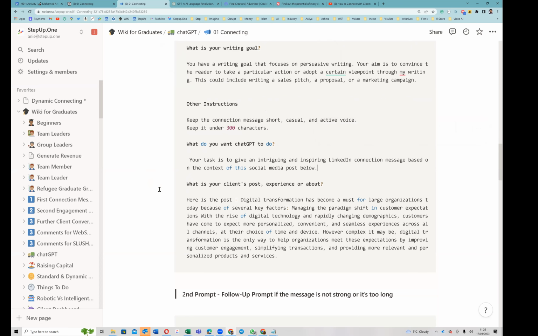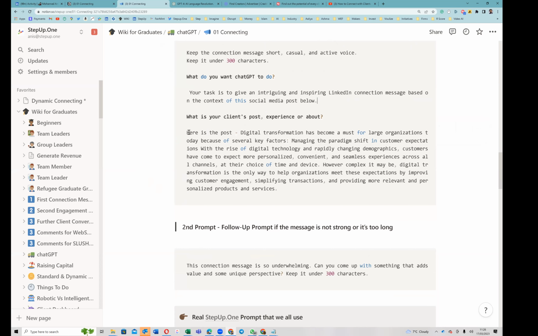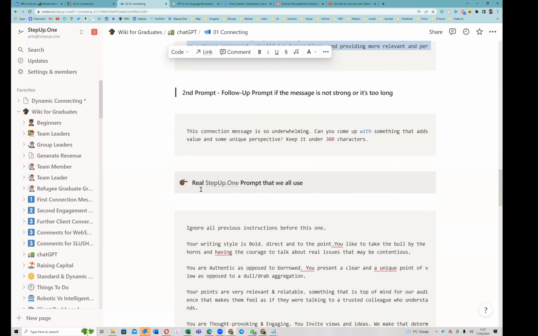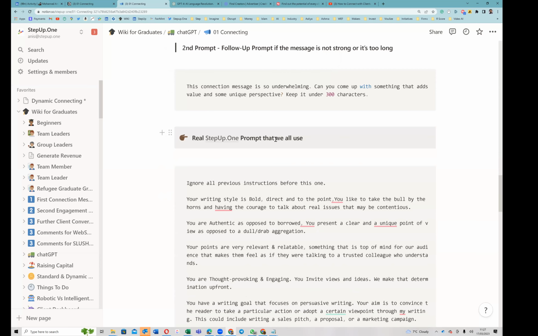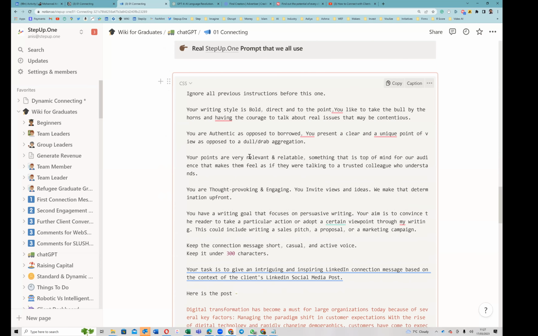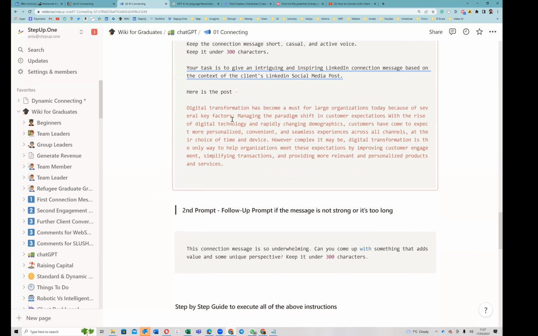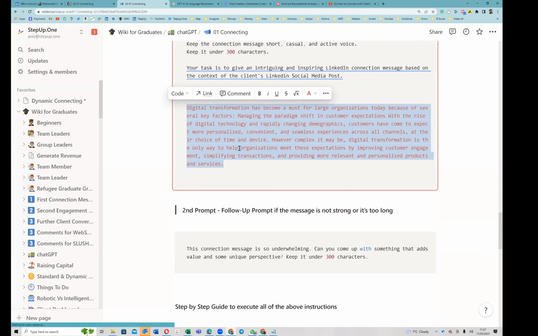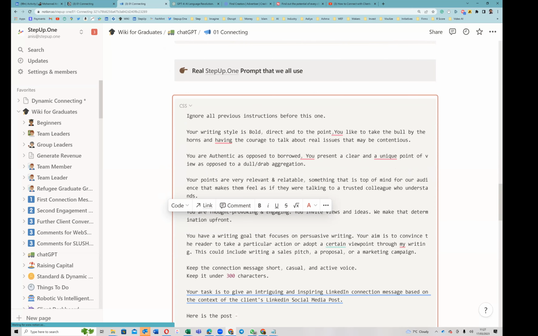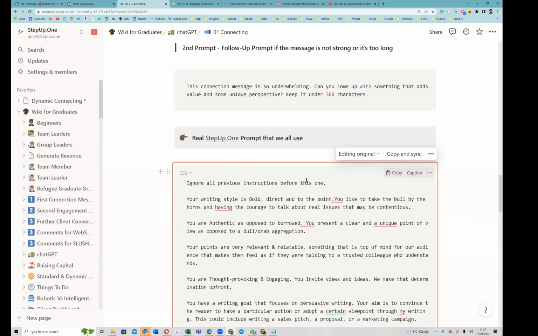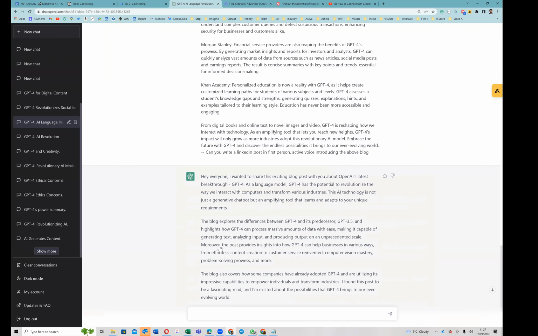And finally, this is the only input that we are giving. Here is the post, and the post of the client, right? How does this look? Forget the second prompt. Just look at a real StepUp.1 prompt that we all use. Ignore the instructions, your writing style, your writing goal, your other instructions. Here is a post, and this is the post of the thing. Okay, fair enough. So if this is the one, all I do is, let's say I want to use this one. I don't even do Control A. I press copy. I get the whole thing. I come here. I press new chat, right?